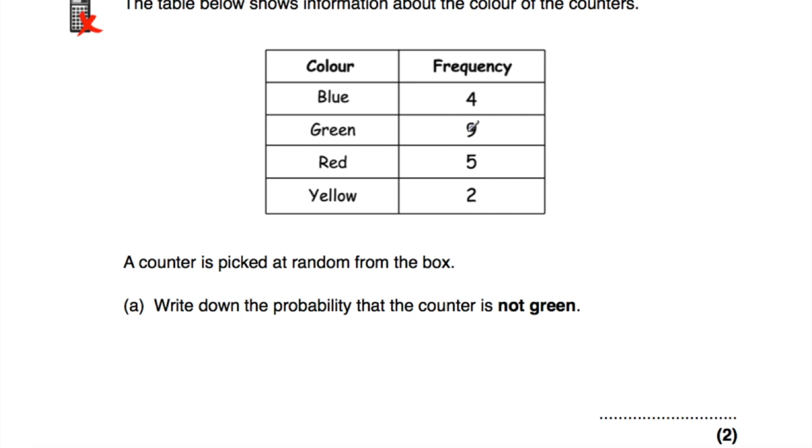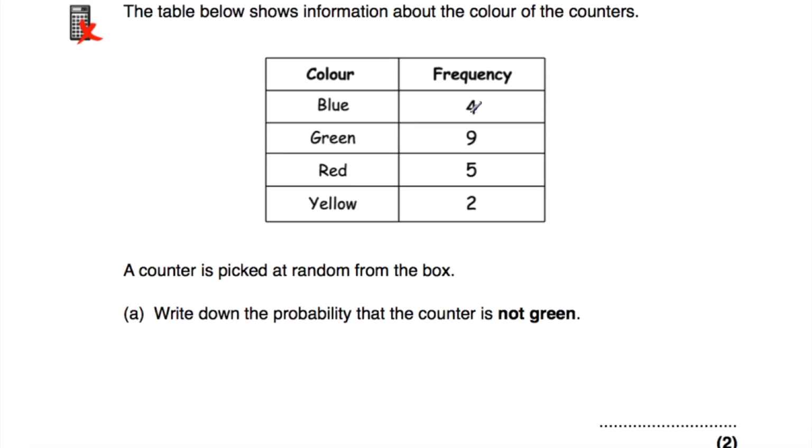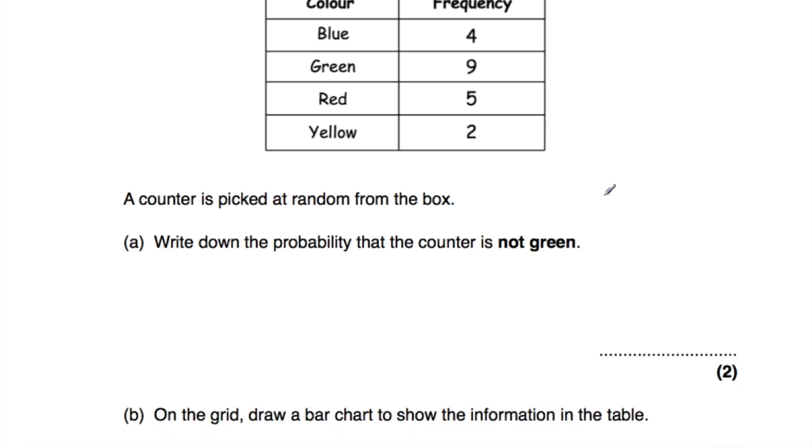So not green. Well, 9 of them are green and the rest of them are not green. So it's 4 plus 5 is 9 plus 2 is 11. Or we could just take the 20 because there's 20 counters in the box and take away 9 leaves 11 that are not green. We want to find the probability of one of them being picked at random being not green. So there's 20 altogether and 11 are not green. So it's going to be 11 20ths. That's the probability of the counter not being green.